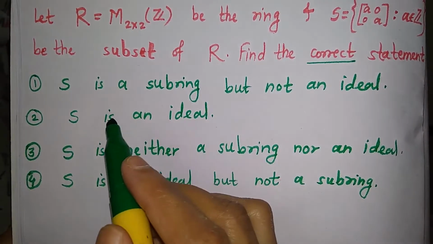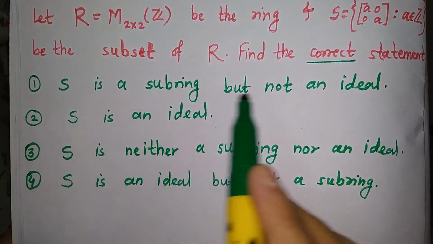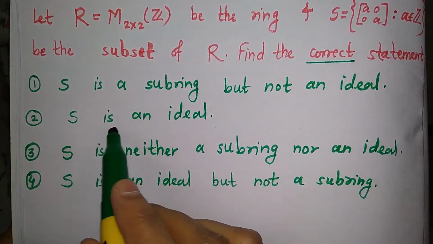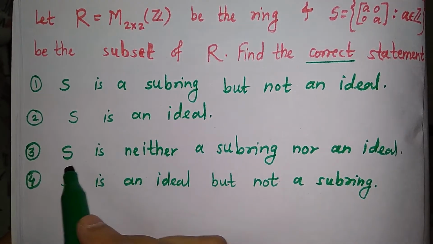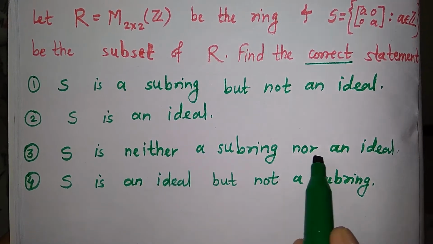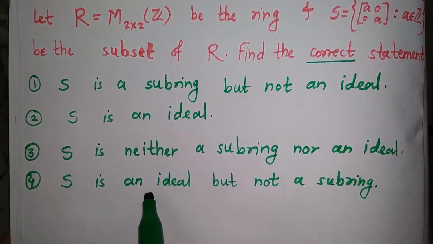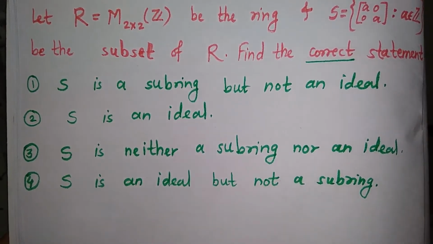So the first statement is S is a subring but not an ideal. The second is S is an ideal. Third is S is neither a subring nor an ideal. And the fourth statement is S is an ideal but not a subring.